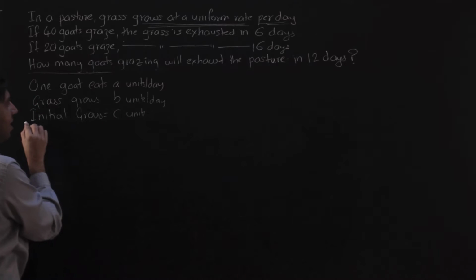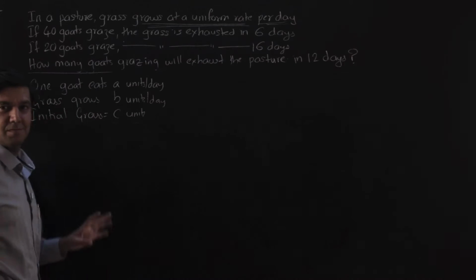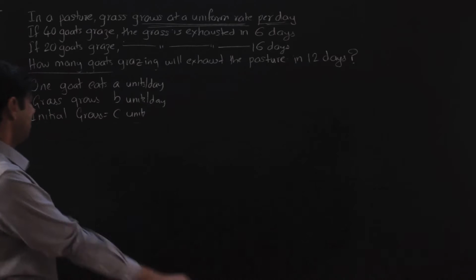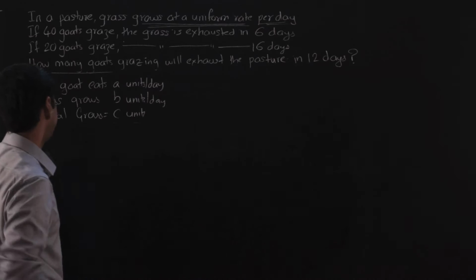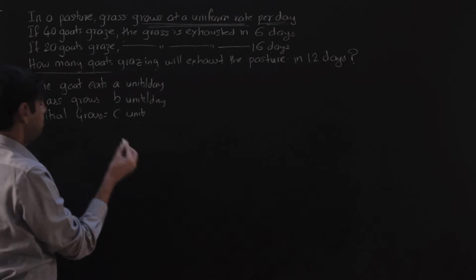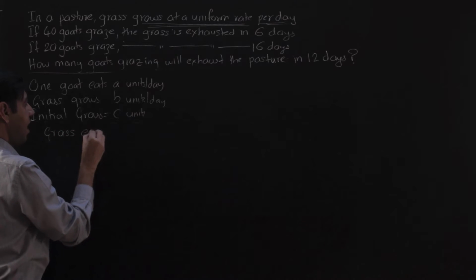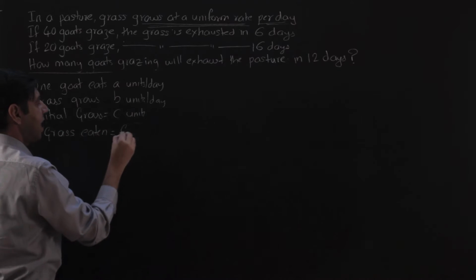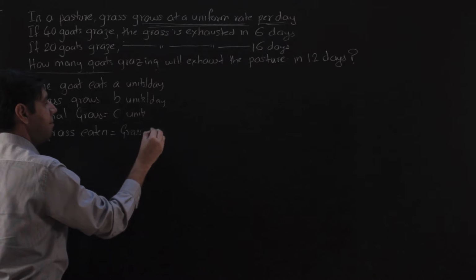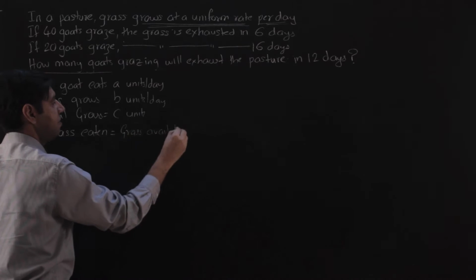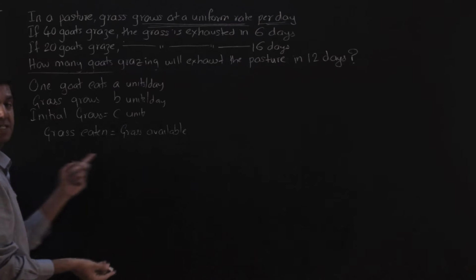So these are the variables. Are there constants? We'll look in a while, right? And how do I solve the question? Obviously the grass eaten has to be equal to the grass available, because the pasture has to be exhausted. And how much grass is eaten?